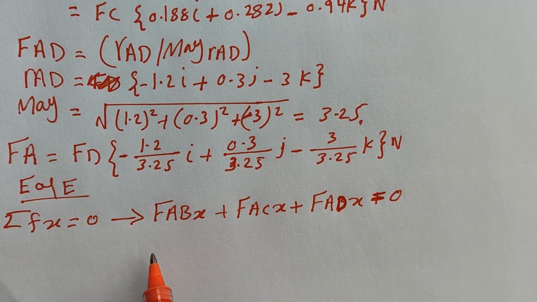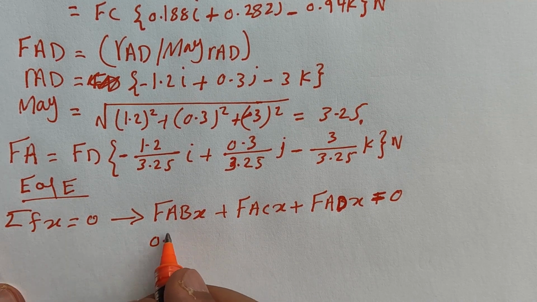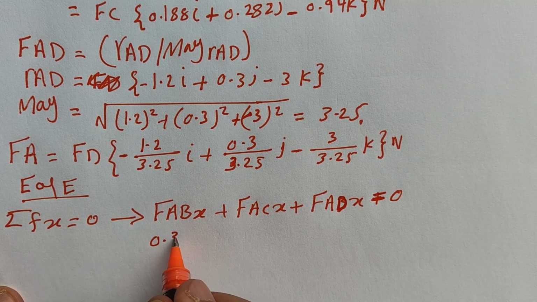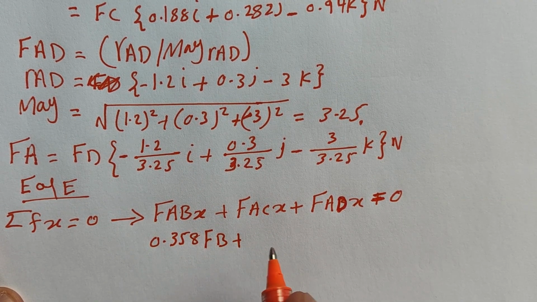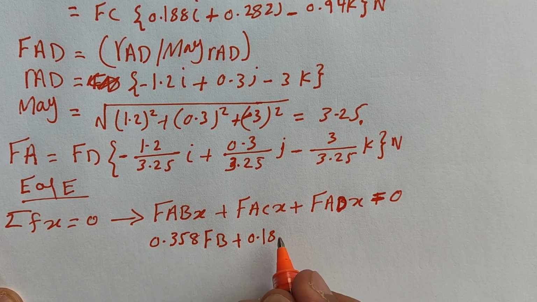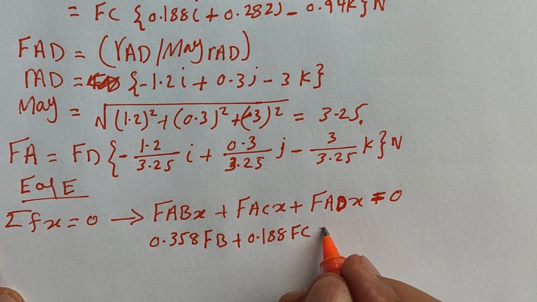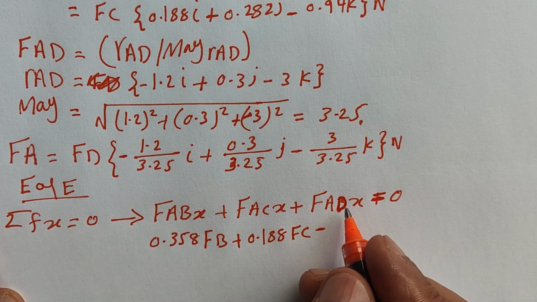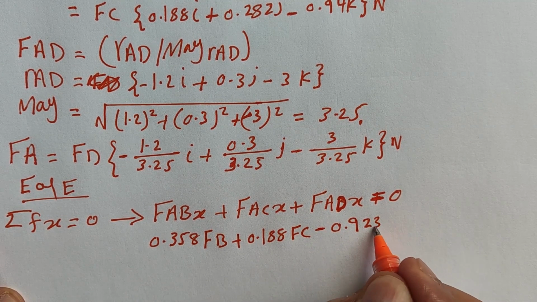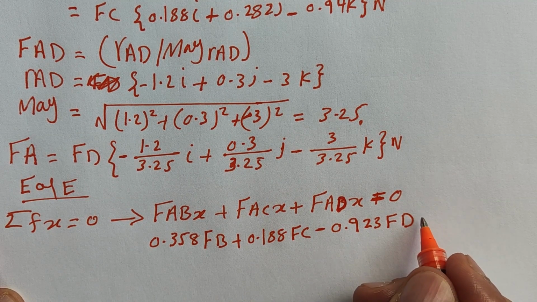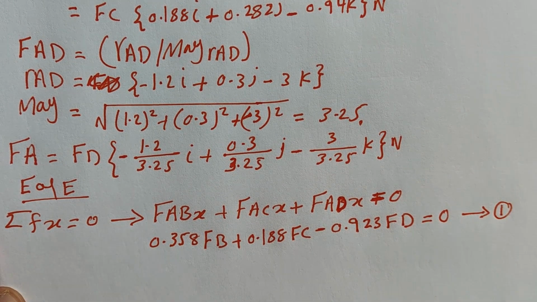Just plug in these values that we found recently. That will be 0.358 FB plus 0.188 FC, and for the x-axis for FD it's negative 0.923 FD. All of this should equal 0, and let's number this our first equation.